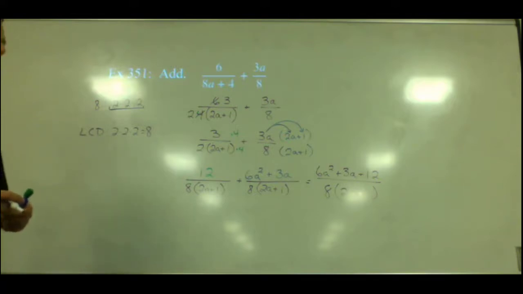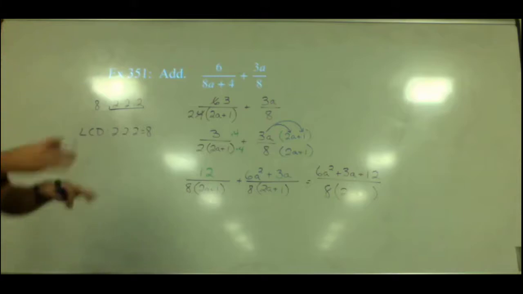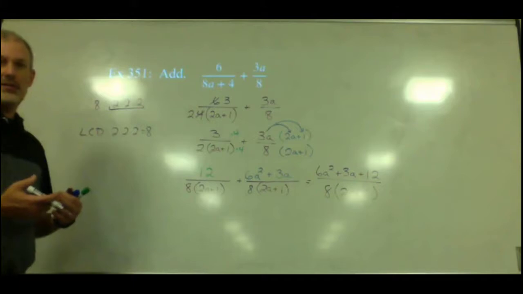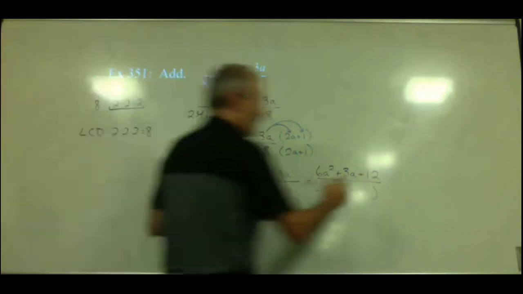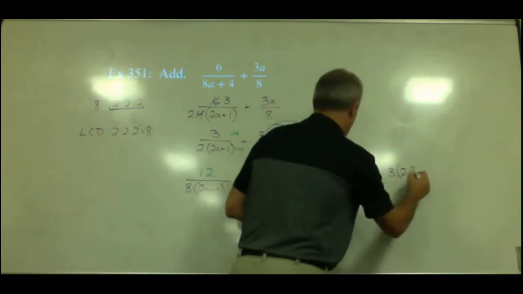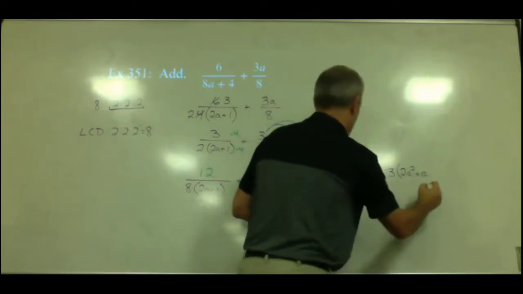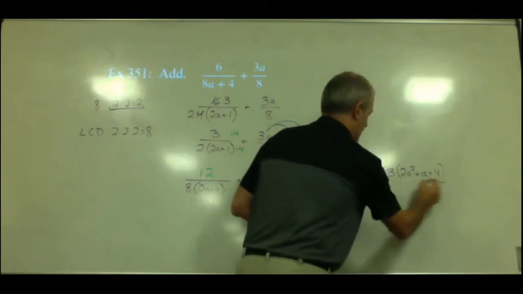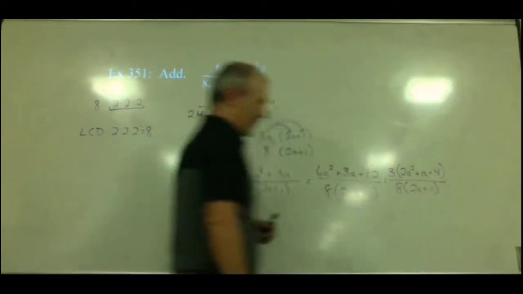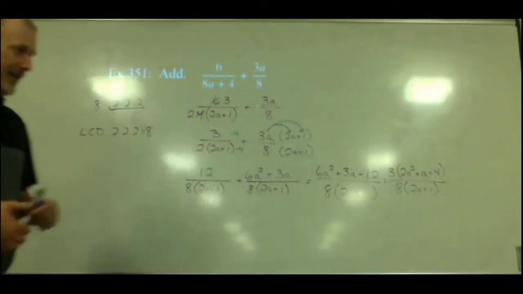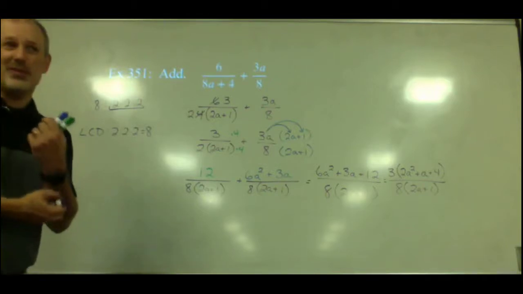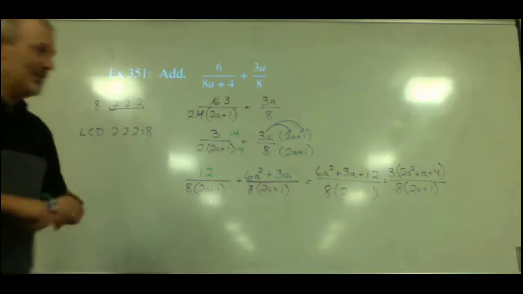Now, is there any factoring we can do in our numerator? Because the denominator is already factored. Is there any factoring we can do in our numerator? 3. We can factor out a 3. And that leaves us with 2a squared plus a plus 4 over 8 times 2a plus 1. Okay. Now, doesn't that 2a squared plus a plus 4 look like something that we've been factoring in the past? Yes. Okay, let's check it out.